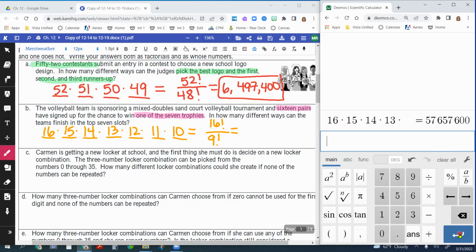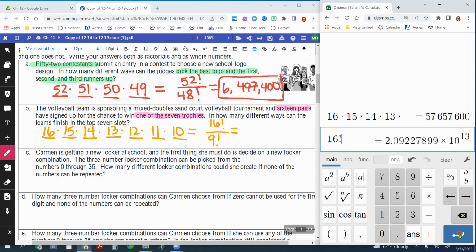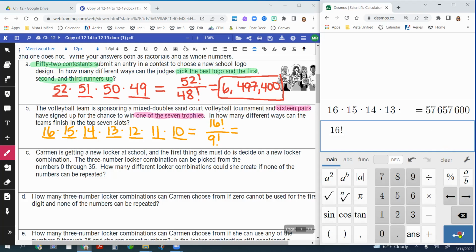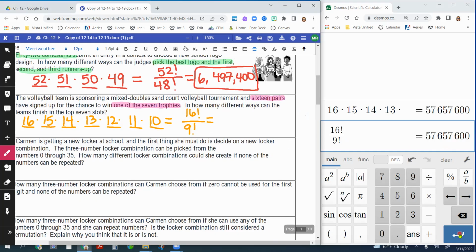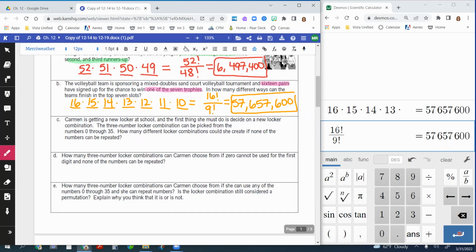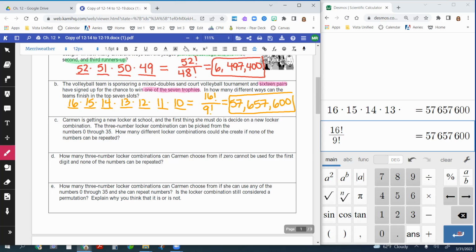57,657,600. Okay, so let me do 16 factorial divided by 9 factorial. And you see, I get the same answer. So this can be 57,657,600 different ways for 16 different pairs to get the top 7 spots. On letter C.